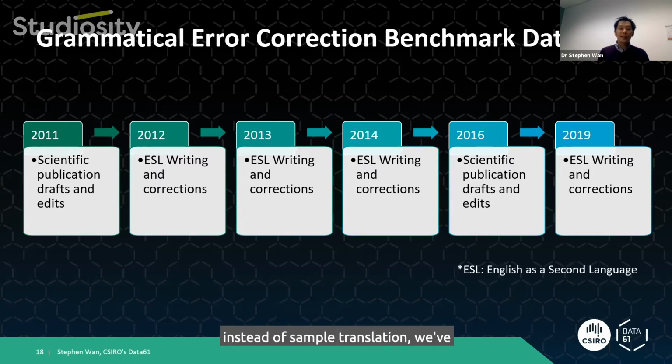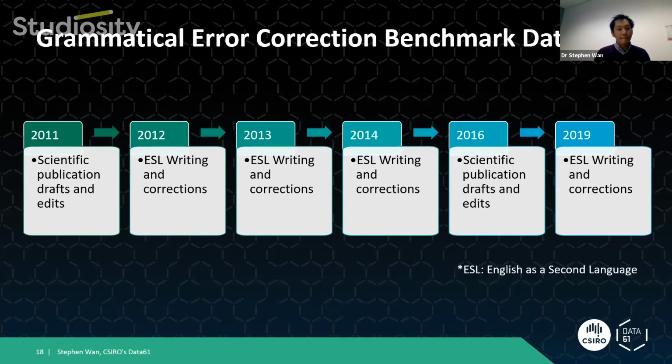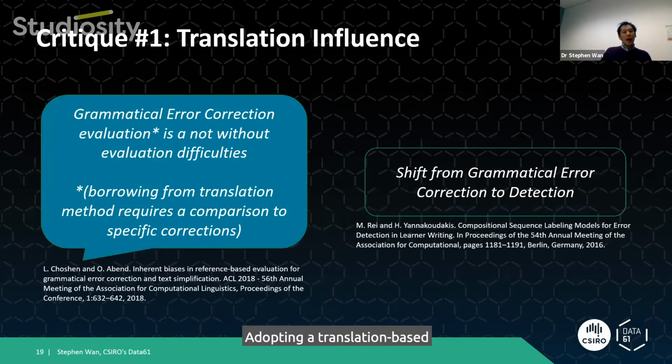So what we have now is, instead of sample translation, we've got as a research community a rich data set of sample corrections. And this effort in building the benchmark data sets has been instrumental in accelerating the development of tools for automatic error correction. Adopting a translation-based strategy to handle grammatical errors means that we have to look at the situation where the system automatically corrects the errors, transforms it from the incorrect sentence to the corrected one. And this approach is great. It's very good, but it's not without its limitations.